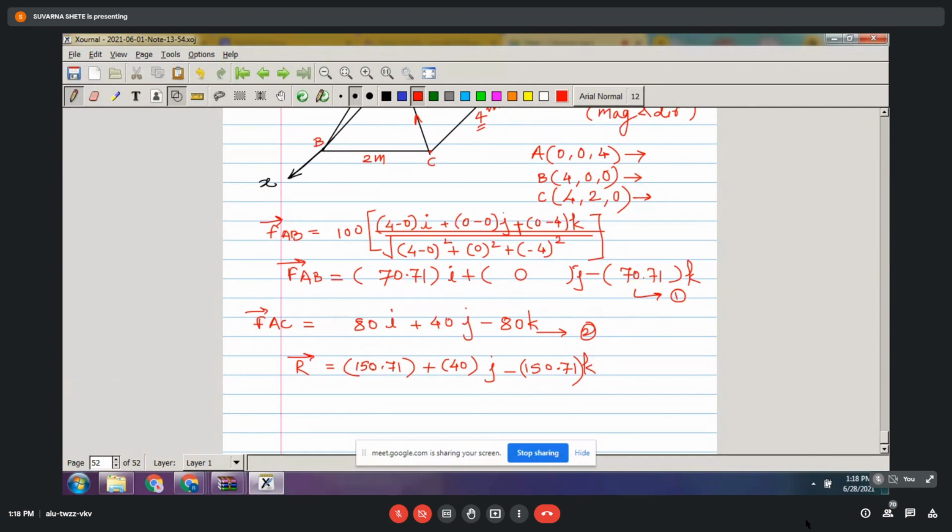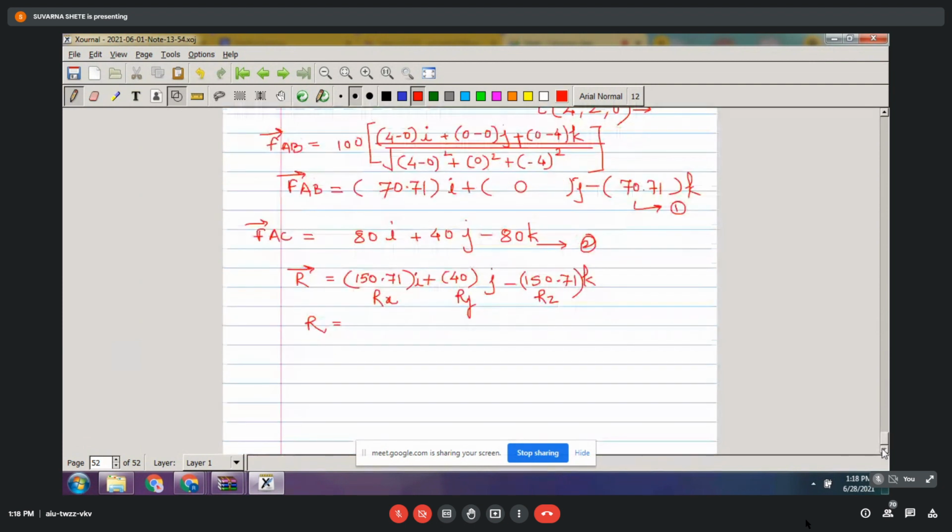So this is nothing but my Rx, this is nothing but my Ry, and this is nothing but Rz. Can I find out the magnitude of R? It is under root of Rx square plus Ry square plus Rz square, and then tell me theta x, theta y. Theta z must be more than 90 degrees because my Rz component is minus. Calculate and tell me.